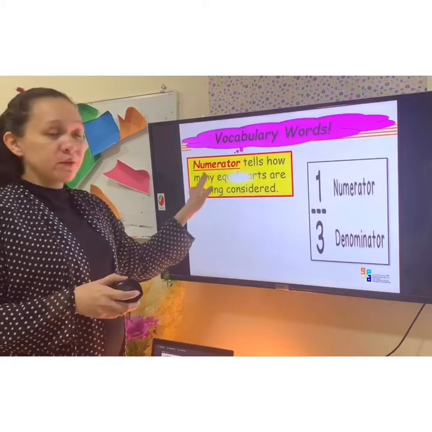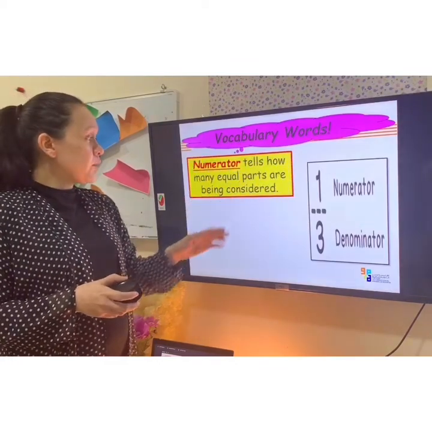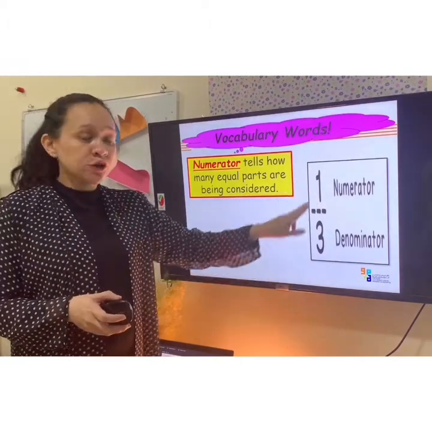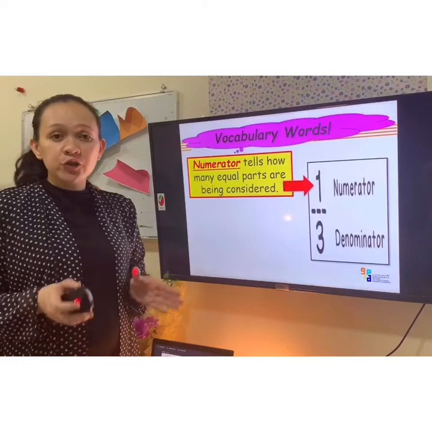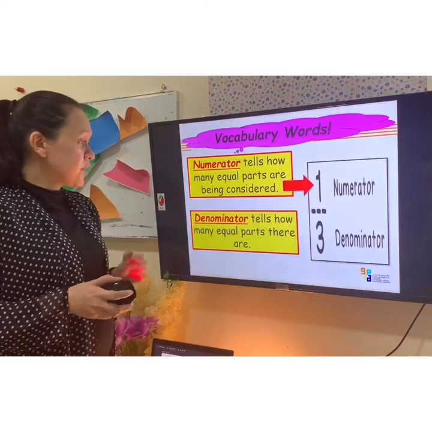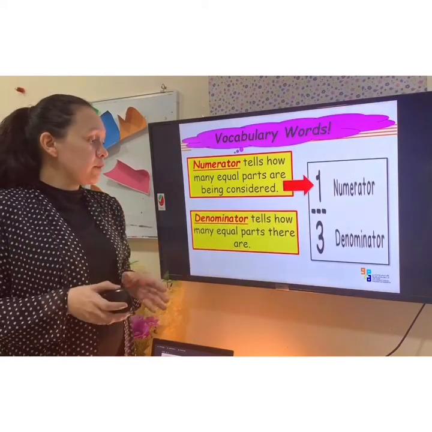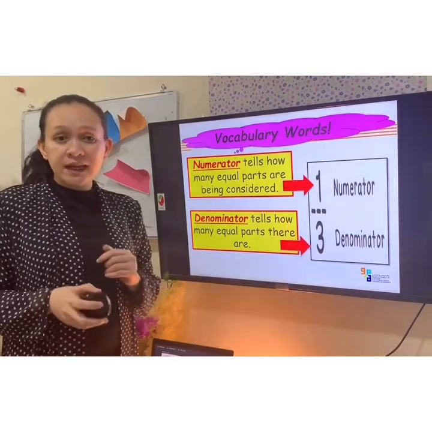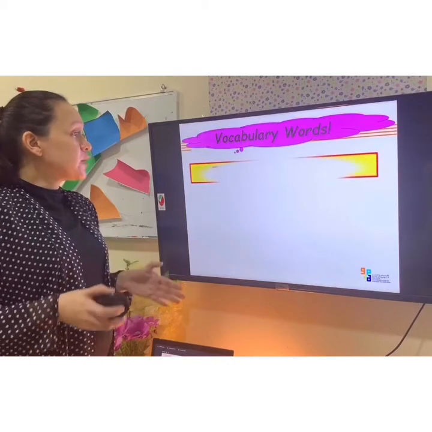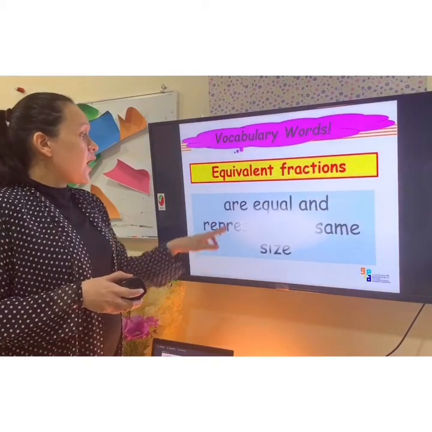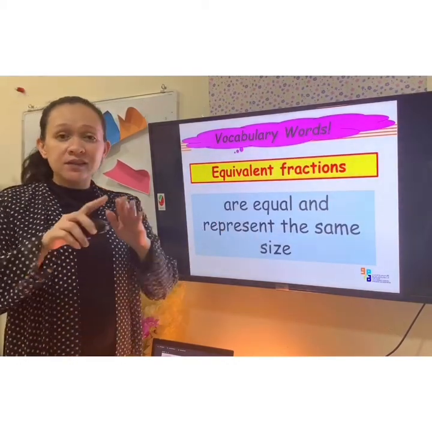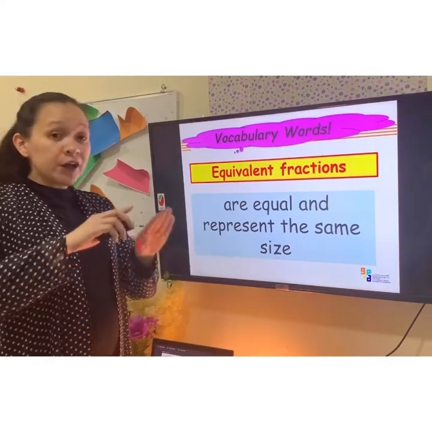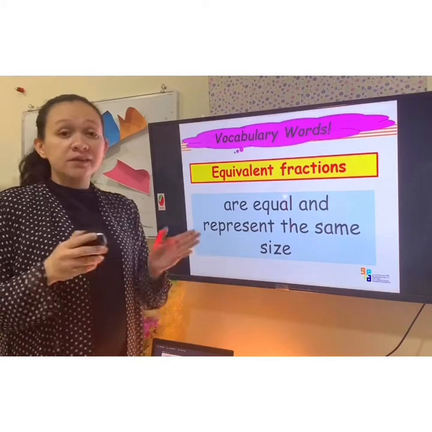Numerator tells how many equal parts are being considered. So again, we have here a fraction. 1 here is our numerator. Denominator tells how many equal parts there are. So here, 3 is our denominator. Equivalent fractions are equal and represent the same size. Don't forget, equivalent fractions are equal and represent the same size.